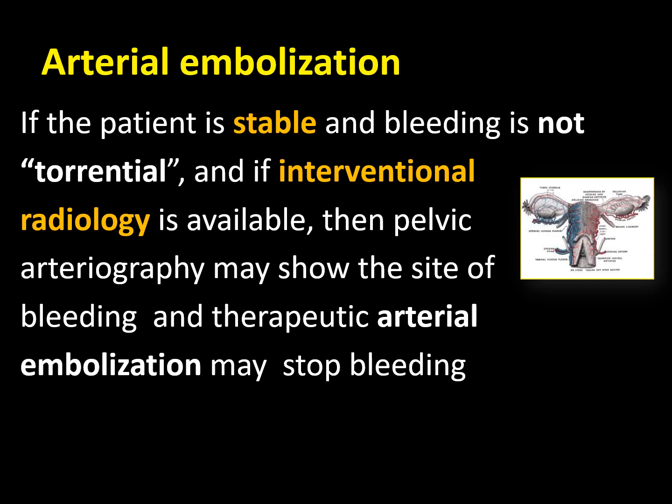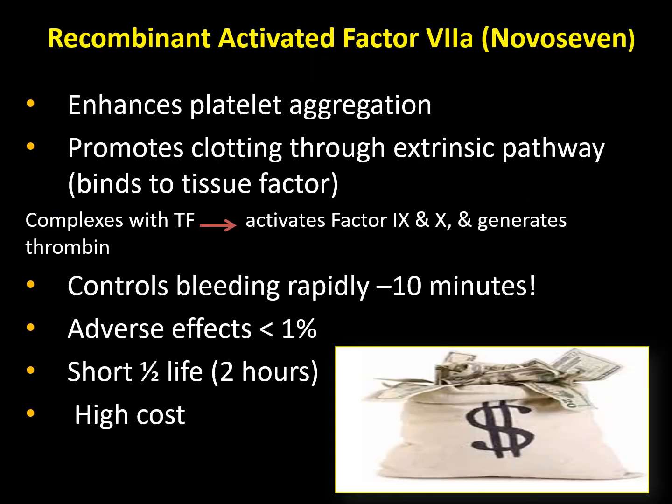And this is why in cases of major placenta previa or suspicion of abnormal implantation of placenta, it is wise to prepare the patient for possible embolization. If she bleeds, then we can use arterial embolization and control the bleeding. But if the patient is unstable, then this procedure cannot be done.